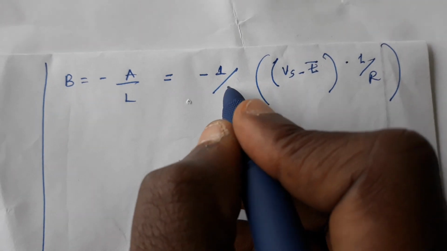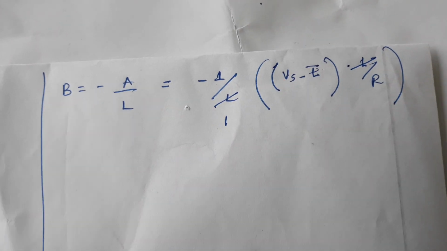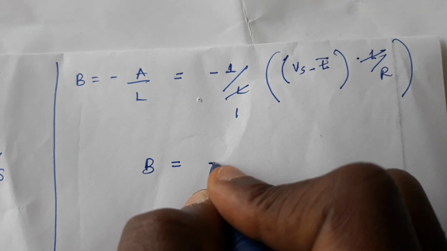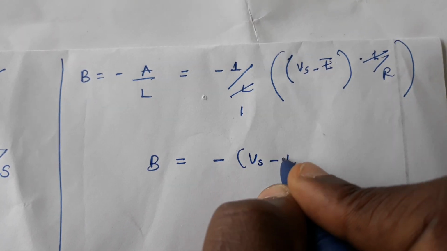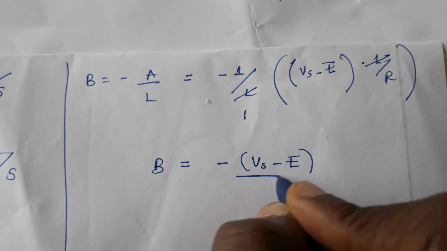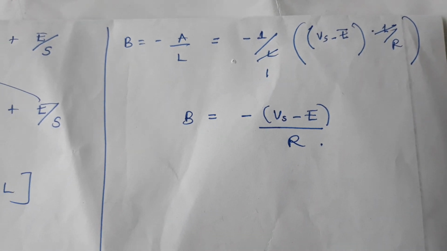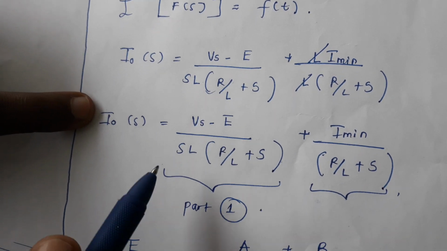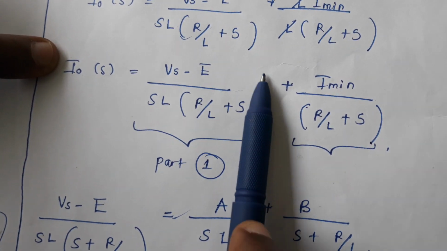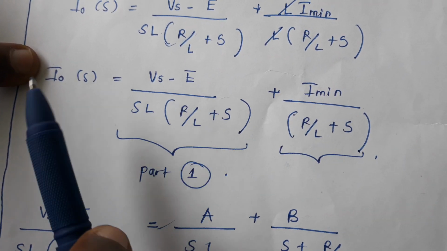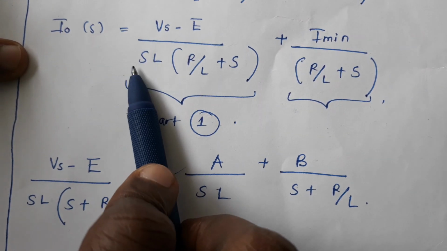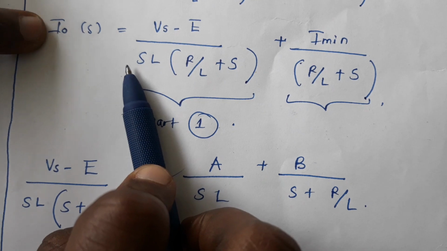Okay. So this L can go with this one. So we are going to get that the value of B is equal to minus Vs minus E over R. Okay. Therefore now we can come back. Since we've decomposed this into its partial fraction equivalent, we can now write this whole expression of I out of S in terms of its decomposed or most simplified form.